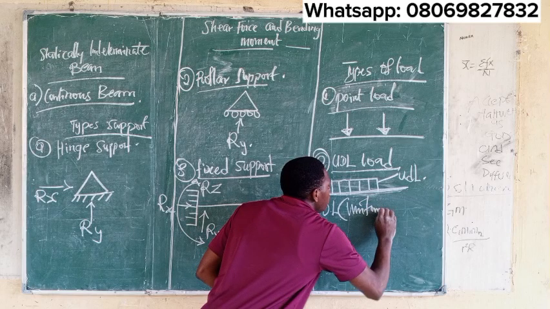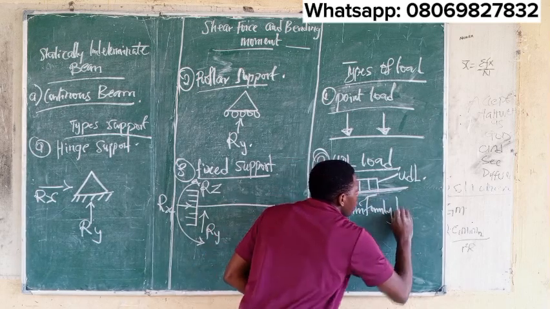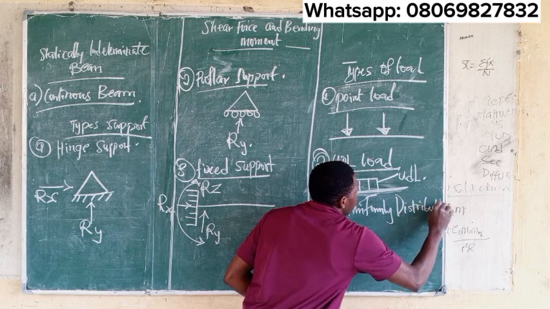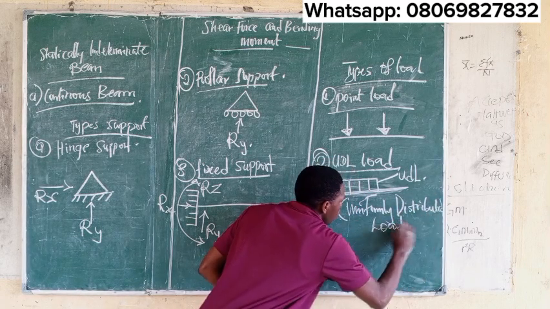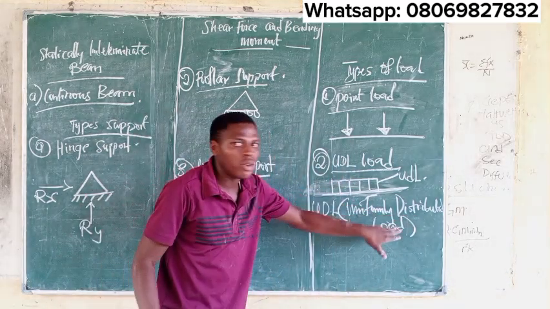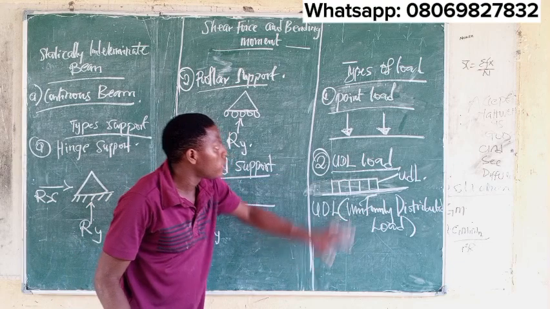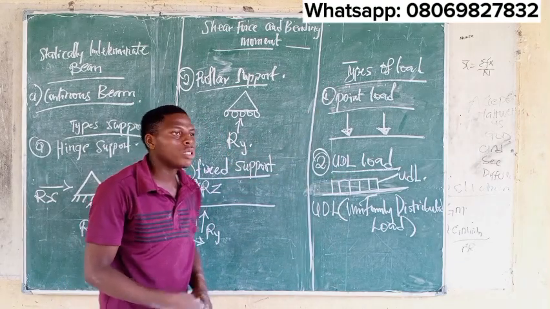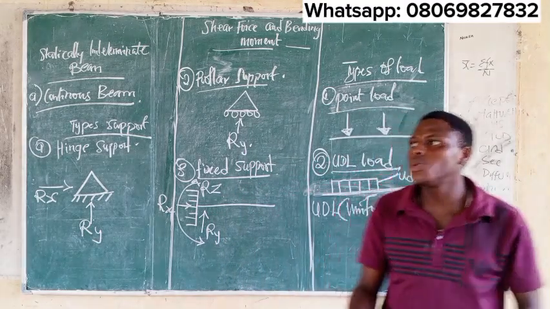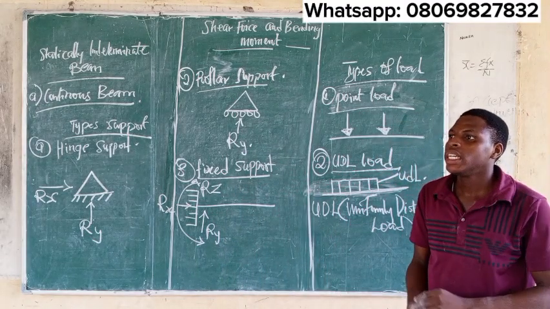Uniformly distributed load. So if you are not seeing the UDL and you are seeing uniformly distributed load, you know that this is a type of load, a UDL load. Now the next load which we talk about as this course goes on is what we call the varying load.